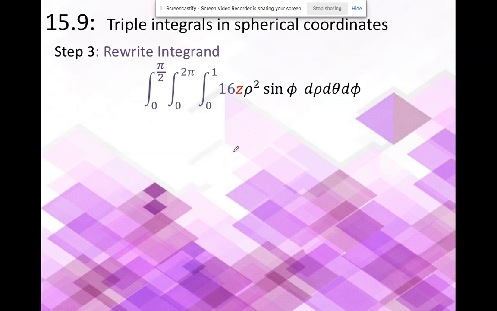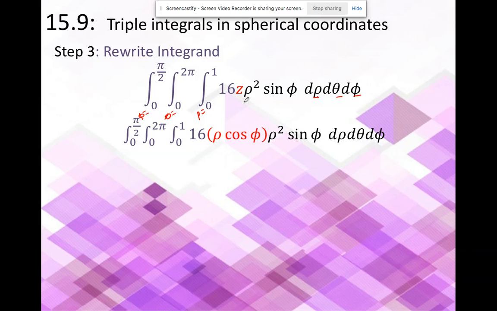Notice what I've highlighted in the integrand though. Make sure I've lined everybody up. These are rho values. These are theta values. And these are phi values. What do I have to do to my integrand? Z is equal to rho cosine phi. Everybody's got to be transformed.